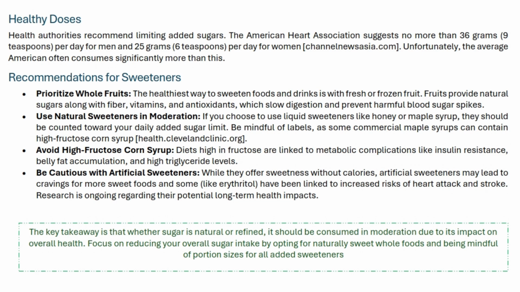The recommendations for sweeteners emphasize the importance of prioritizing whole fruits as the healthiest option for sweetening foods and beverages. Fresh or frozen fruits not only provide natural sugars, but also come with essential fiber, vitamins, and antioxidants, which help regulate digestion and mitigate harmful blood sugar spikes. When considering natural sweeteners like honey or maple syrup, it is crucial to use them in moderation and account for them within the daily added sugar limit.